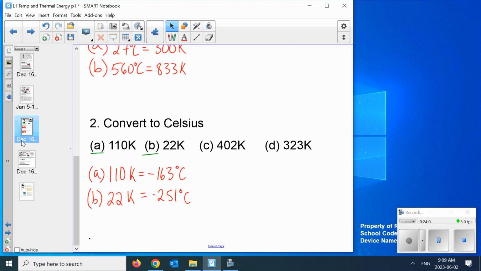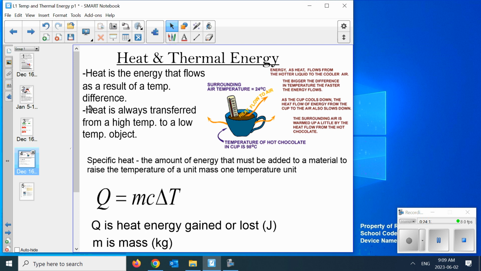Enough of that. I said we're whizzing through this because I'm trying to get to the chemistry stuff soon. Heat and thermal energy. Hey, put that away.